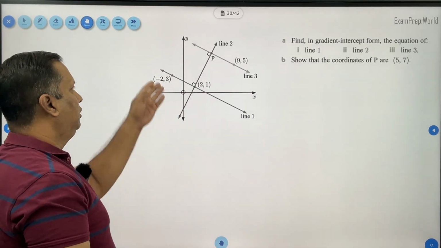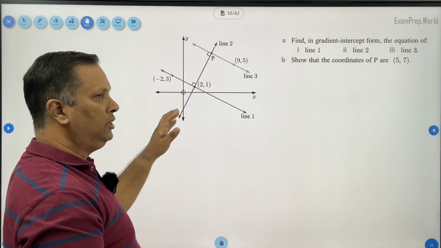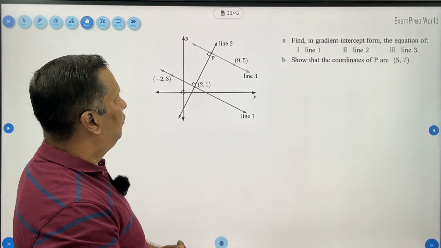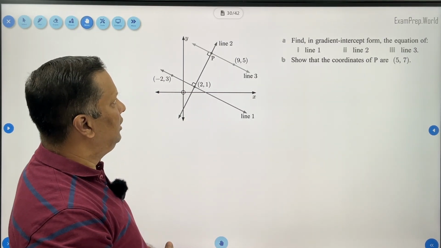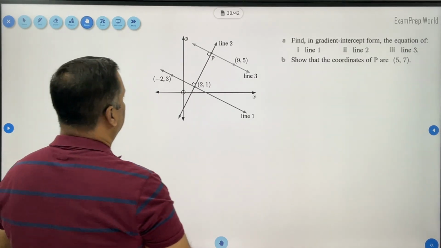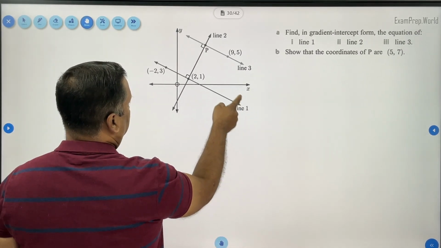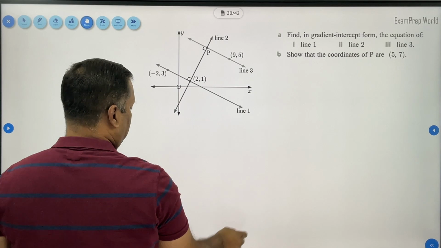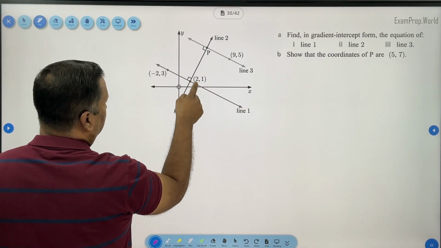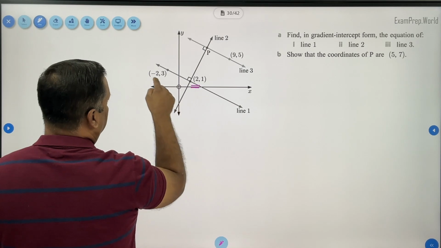Here, two parallel lines and a line which is intersecting them, so perpendicular to both of the lines. Find in gradient intercept form the equation of line 1, 2 and 3. Three lines. So line 1, where is our line 1? This is our line 1. So let's find the equation. On this line 1 you have 2 points, this one and this one.